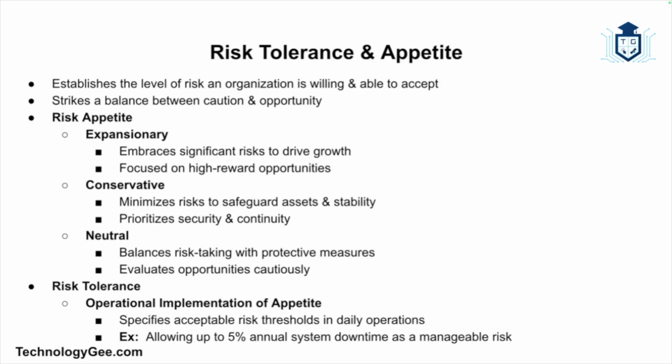This is minimal risk taking while prioritizing security. Then we have neutral. This is a balanced approach between opportunity and caution. And then we have what is called risk tolerance, and this is the operational side of appetite. So for instance, a company might tolerate up to a 5% system downtime annually.